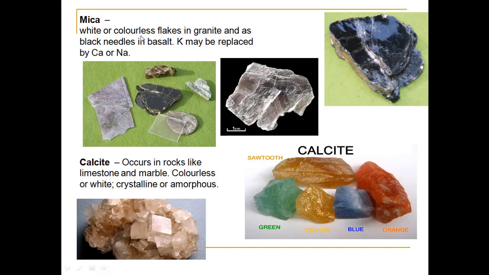As you can see in this picture, the lustrous, shiny, glassy material is mica. Mica appears white or colorless, and they have flakes in granite and black needles in basalt. K may be replaced by calcium or sodium. Calcite occurs in rocks like limestone and marble. It is primarily colorless or white and crystalline or amorphous.